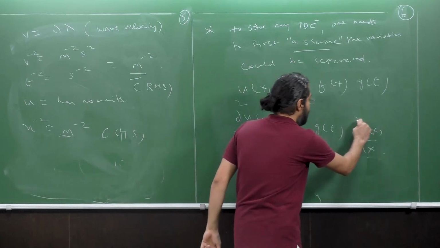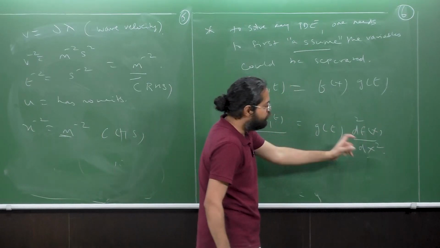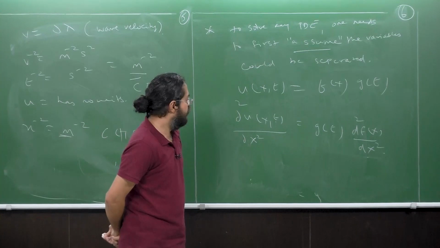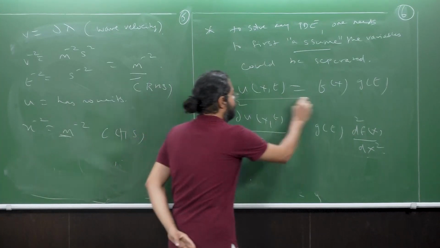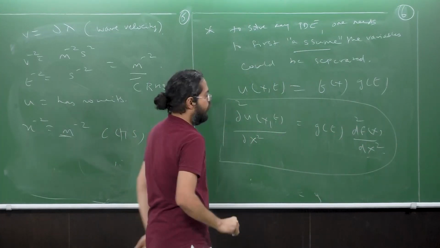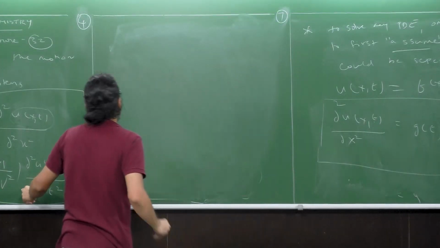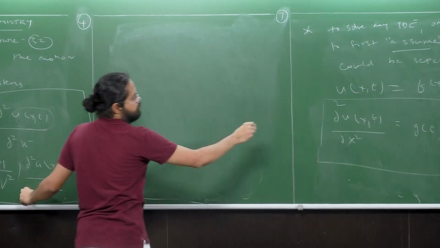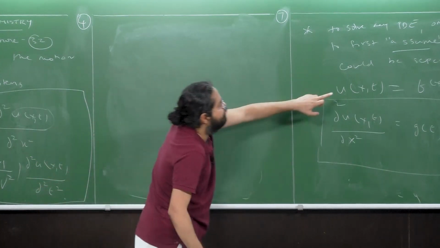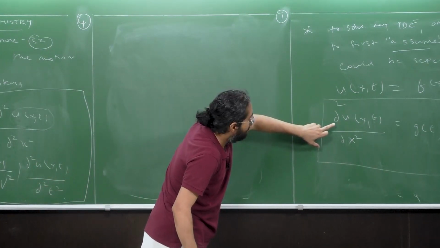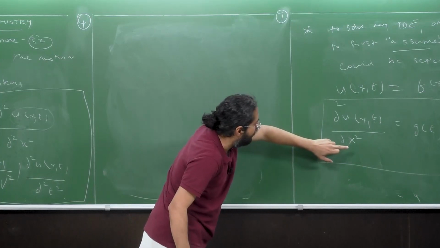And this will just be ∂²f(x)/∂x². Are we good? So we've obtained the LHS to be this. Okay, this is the LHS of this term. If we now consider the RHS, let's get to the RHS. So we've obtained the derivative with respect to x.